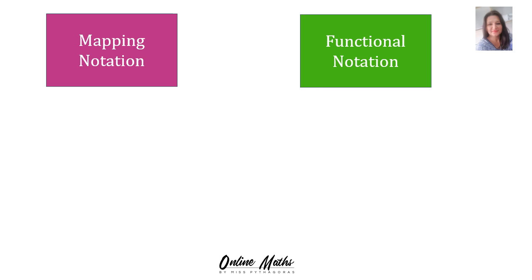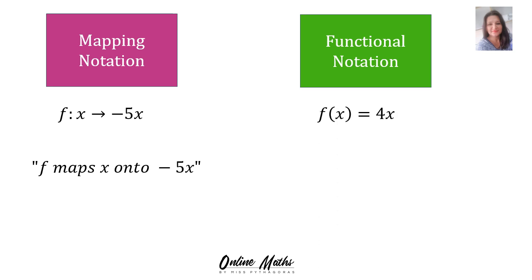By now, you understand that in maths there's different ways of writing different elements. Now, the first thing I want to show you is something that's called mapping notation. That is an example, and that reads f maps x onto -5x. We also get something that we call functional notation. There's an example, and that reads f of x is equal to 4x.